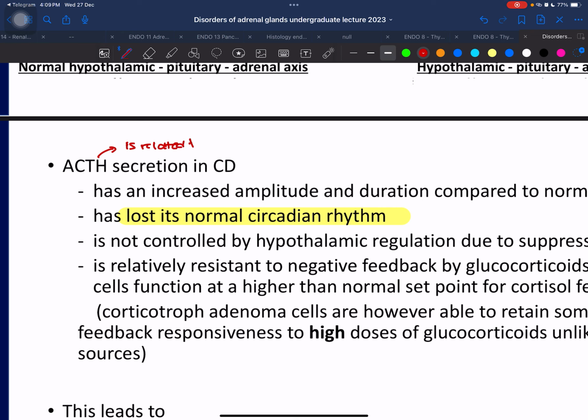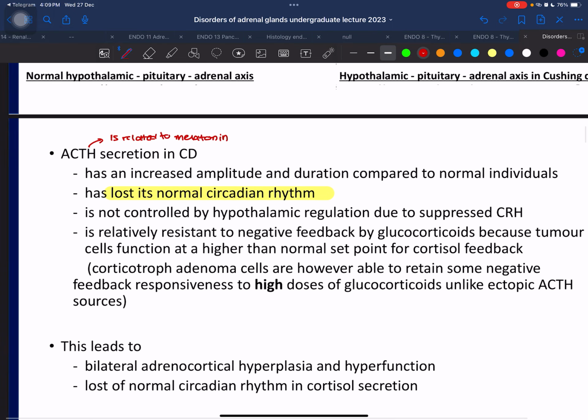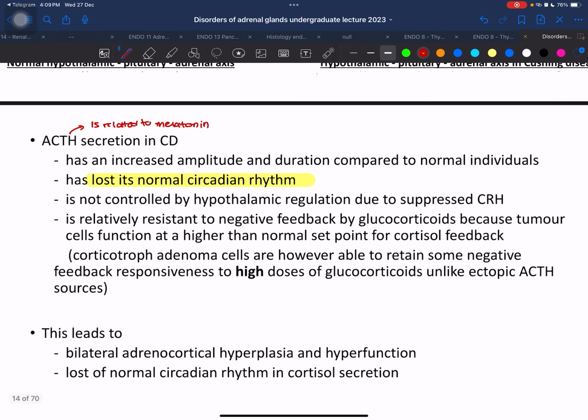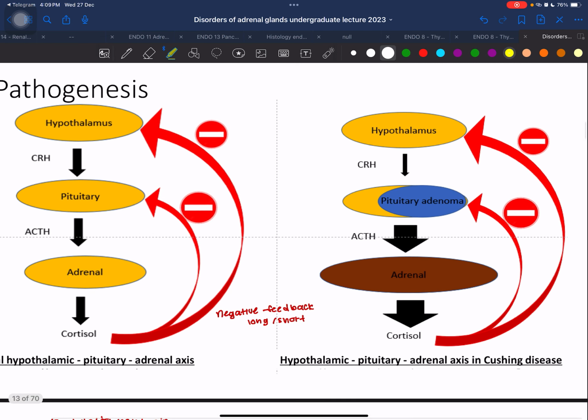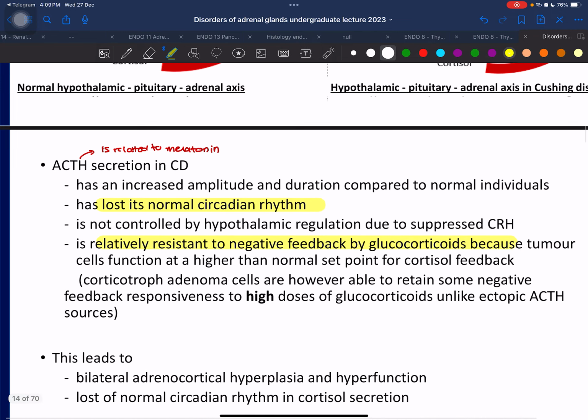Now, the adenoma cells, however, are able to retain some negative feedback responsiveness to only high doses of glucocorticoids. High doses, I'll explain this in the subsequent slides. Only high doses, normal doses it won't. So when the ACTH keeps stimulating the adrenal glands, what happened? I showed you in the previous picture, right? The adrenal glands become so hyperplastic, so big already, because it has constant stimulation by your ACTH. So this leads to all these things.